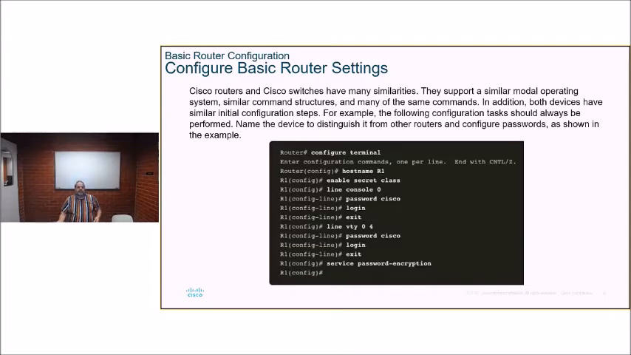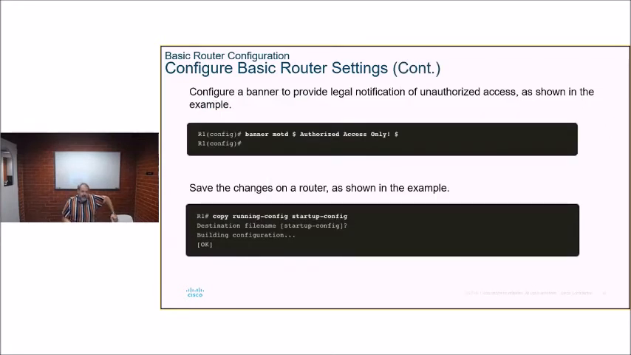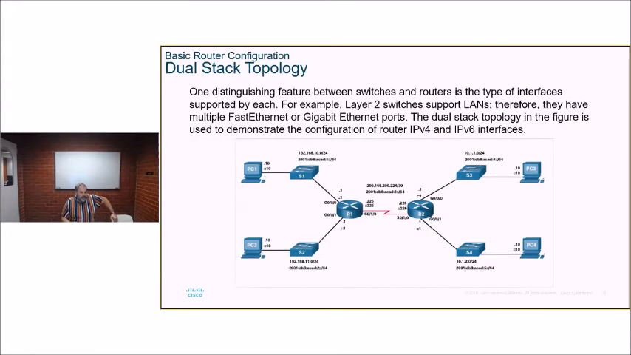Okay, basic router configuration. So here we go. With a router, you need to set the host name, enable secret password, console password, VTY passwords, and service password encryption, of course, stops people from seeing the password when they see the config. A banner MOTD, message of the day, is always a good idea, and authorized access only is another good idea. Once you've done those changes, you should save it to the startup config. So copy running-config startup-config saves your changes, basically.